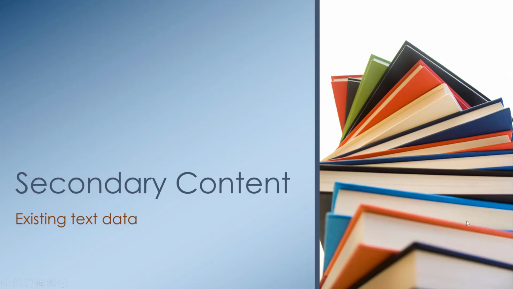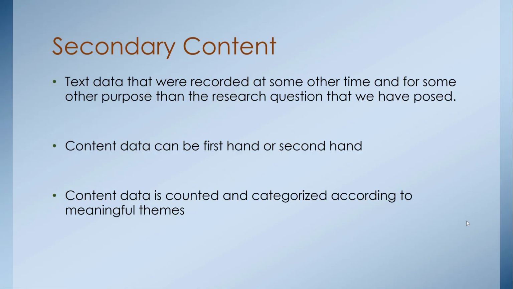The third data collection method for qualitative research is that of secondary content. And this is a form of existing text data that we can look at to conduct qualitative research. Now, secondary content is text data. It's words, it's stories that were recorded at some other time and for some other purpose than the research question that we've posed. So it's very similar to secondary data in a quantitative perspective, but the way we collect it and the meaning we make from it is different.